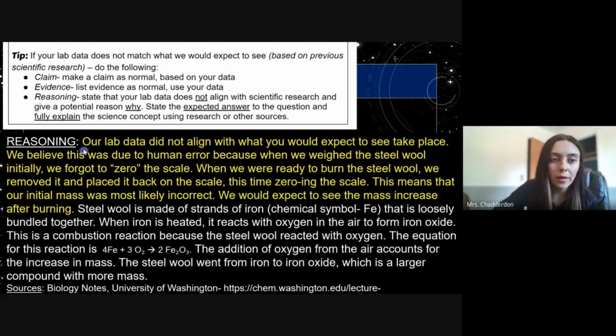Okay, so this yellow part I added in, for example. Our lab data did not align with what you would expect to see take place. We believe this was due to human error because when we weighed the steel wool initially, we forgot to zero the scale. Okay, so that would make the mass more than it's supposed to be. When we were ready to burn the steel wool, we removed it and placed it back onto the scale, but this time we did zero the scale. Okay, this means that our initial mass was most likely incorrect. We would expect to see the mass increase after burning. And then I explain why.